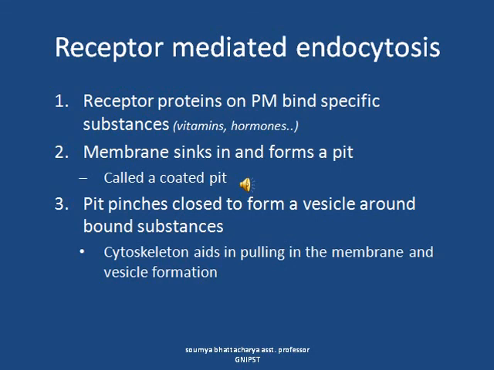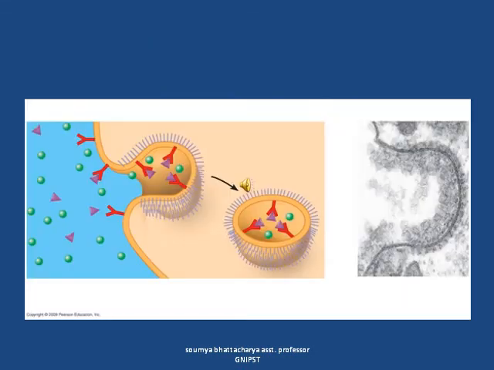In the next slide, we may see the image of carrier-mediated endocytosis, or receptor-mediated endocytosis. In this image, on the left side, you can see the animated image of receptor-mediated endocytosis, where the red color Y-shaped structures denote the receptor. On the right side, you can see the electron micrograph of this process.